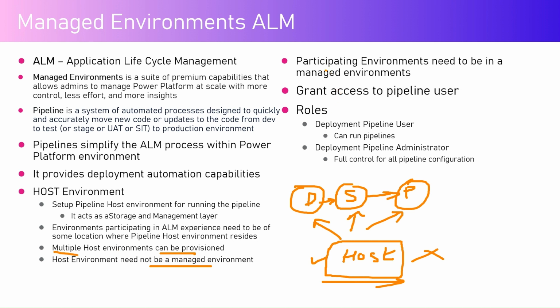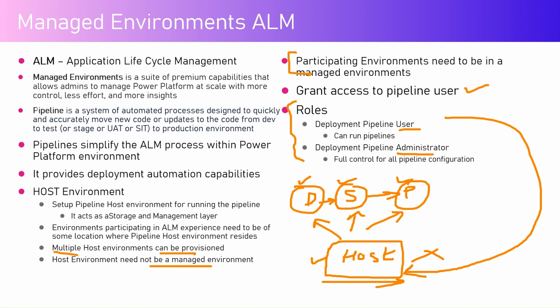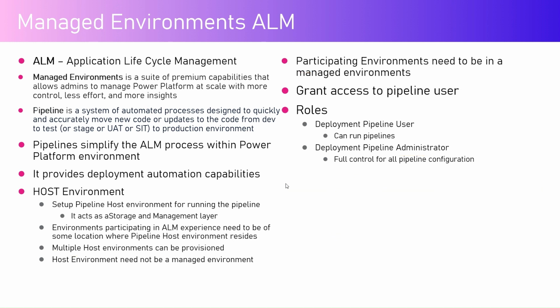Now the participating environments need to be managed environments, so all this dev, stage, and prod need to be managed environments. The next step is to grant access to the pipeline users, and these are a set of roles, which are deployment pipeline user and deployment pipeline administrator. The administrator will have full control for all the pipeline configuration, and the deployment pipeline user can run the pipeline. Now these roles which I have defined over here are of this host environment. Okay, so host environment controls the pipeline. Now I'm going to show you in action, to make all this very clear. Okay, so let's move on to see the process actually.